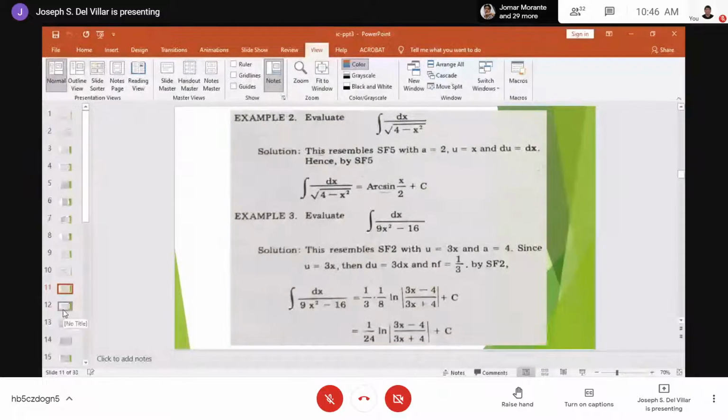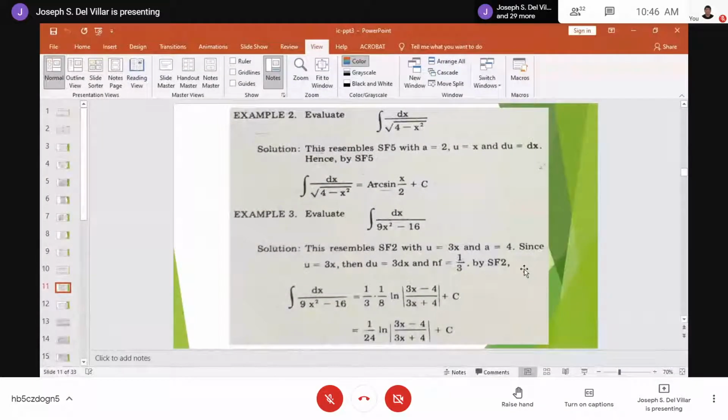Okay? So you try this by substitution, because here we applied the standard formula, and the standard formula is a shortcut. So you try to check this answer from the standard formula by using the substitution method. See what comes out. Okay? So try that.